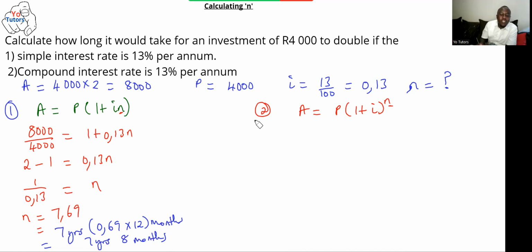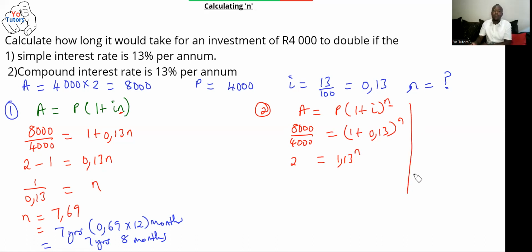What about the right side here? What are we going to get? Again, we're going to divide 8,000 by 4,000. A is equal to 1 plus our I, 0.13, to the power of n. So here we're going to get 2, and 1 plus 0.13 is going to give us 1.13 to the power of n.